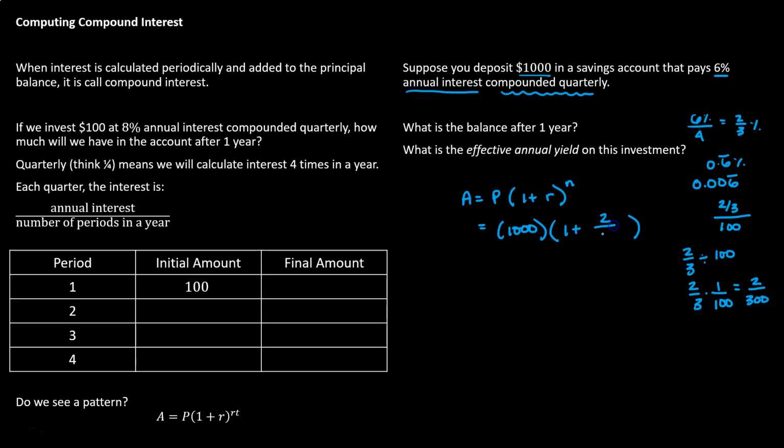So my interest rate for each quarter is going to look like 2 over 300 instead of using that repeating notation. Then we need to calculate n, the number of times that we are calculating interest on this investment. For 1 year, compounded quarterly, that's going to look like 4 times a year for 1 year, 4 times 1. Not 4.1, but 4 times 1. So that would look like 1,000 times 302 over 300, and that fraction is raised to the 4th power. We can type this into our calculators.